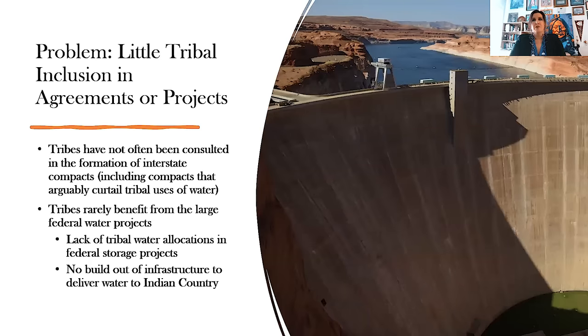There's little tribal inclusion in any of the federal projects that are out there. Tribes are typically not consulted or included in the formation of the interstate compacts that quite arguably curtail tribal uses of water. The tribes rarely benefit from those projects. There's a lack of tribal water allocation in those federal water projects. And of course, Indian country is routinely entirely left out of infrastructure for water delivery.